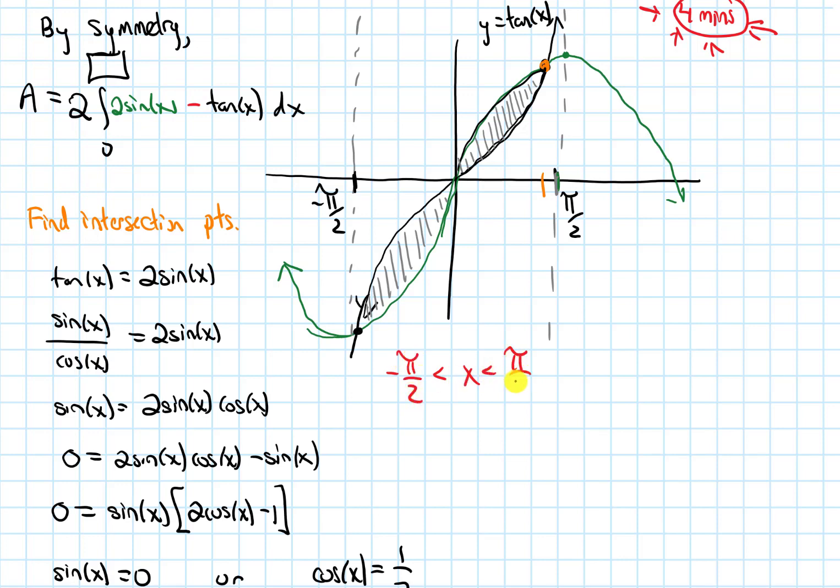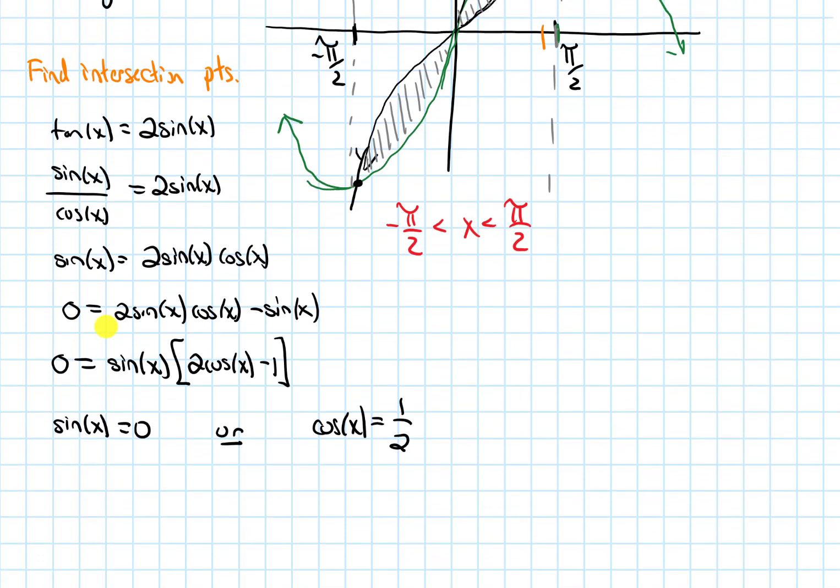and positive pi over 2. It can't be equal to those numbers because tangent is undefined at those values. Okay, so on that interval, sine is equal to 0 only when x is 0. And cosine of x is going to be equal to 1/2 at 2 places. This happens when x is negative pi over 3 and positive pi over 3.